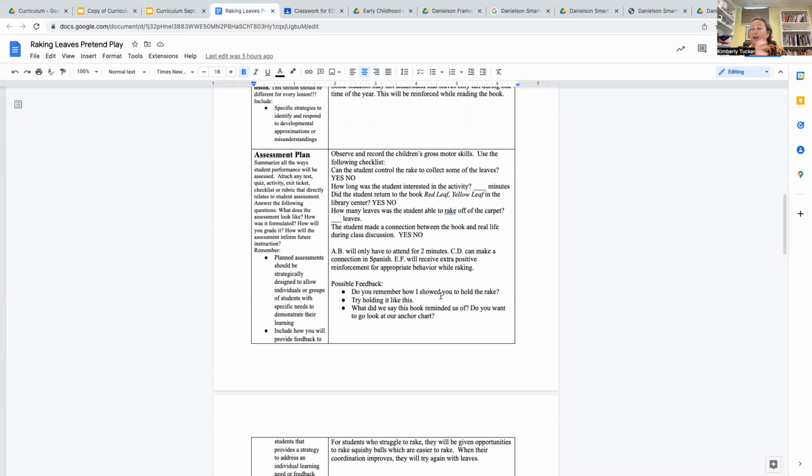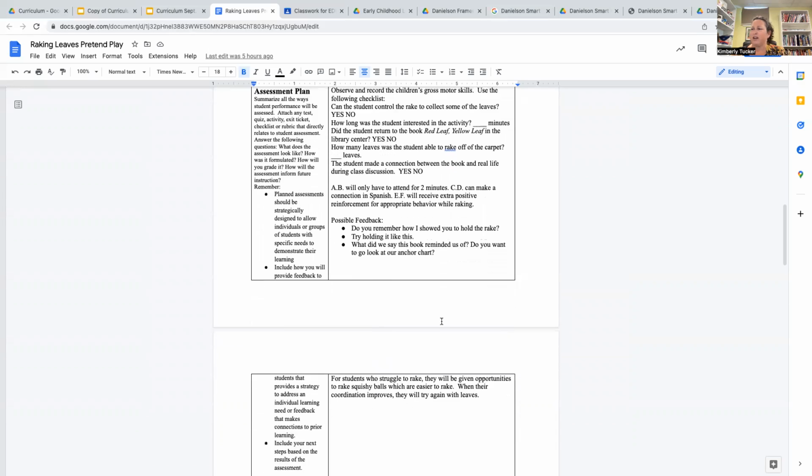Or I might model it. Try holding it like this. Or what did we say this book reminded us of? Do you want to go look at the anchor chart to remind yourself?